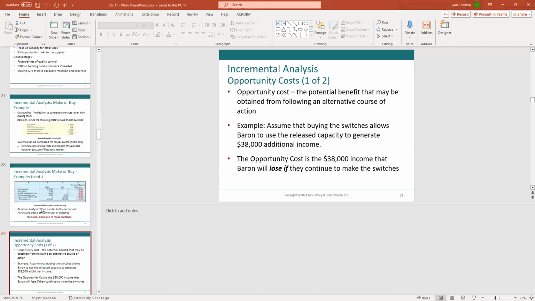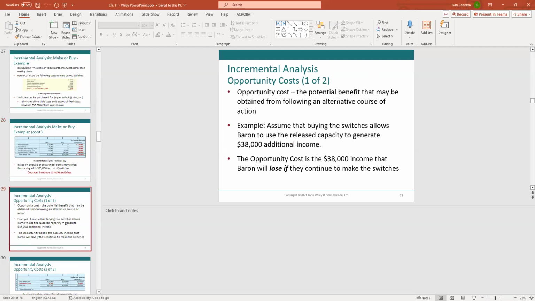Now the opportunity cost is the potential benefit that may be obtained by following the alternative course of action. For example, assume if we decide to purchase it, we're going to lose 25,000. But with the facility that we have, we can generate $38,000 additional income. Now, if the opportunity cost is 38,000 income, should I make it or should I buy it?